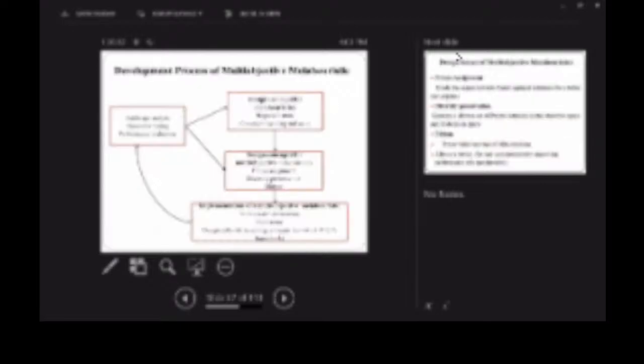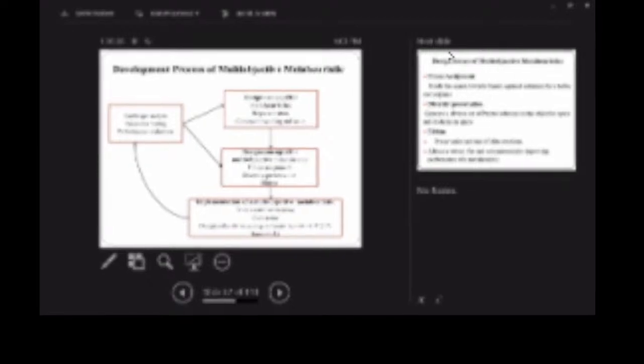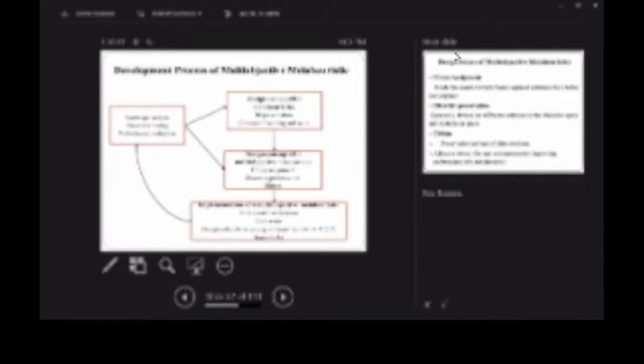That I already told you. In any development process of multi-objective meta-heuristics, there are three components: the problem-specific component, designing the components of meta-heuristics, designing the components of multi-objective meta-heuristics, and implementation. The basic part is the problem-specific component. We are not interested in that here, because once you design a multi-objective meta-heuristic for your problem, you should consider all three components.